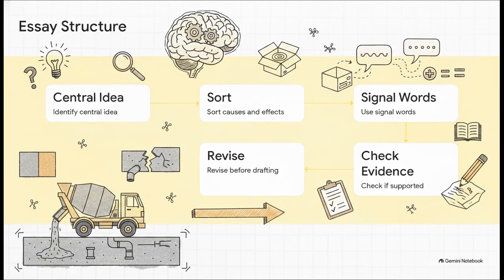First, identify your central idea. What's the main point you're actually trying to construct? Second, sort your causes and effects into logical categories. Third, plan out your signal words. Fourth, and this is absolutely crucial, check whether the relationship you're claiming is actually supported by text evidence. And fifth, revise your graphic organizer before you start drafting.